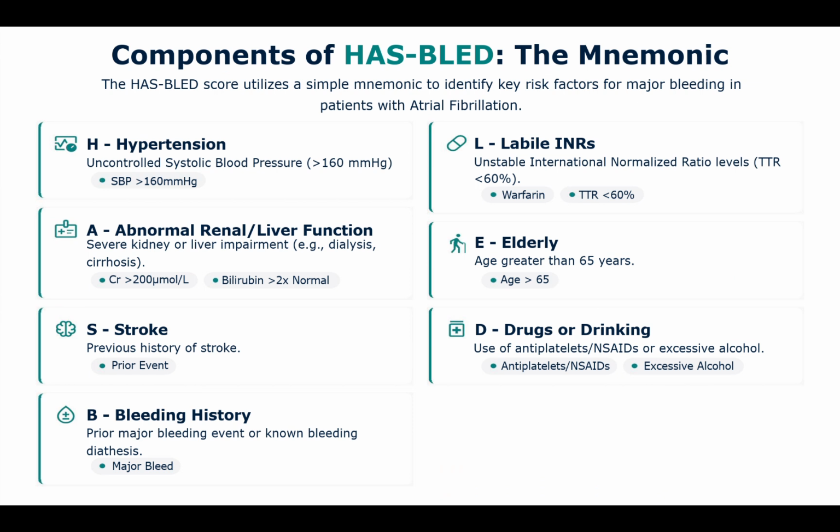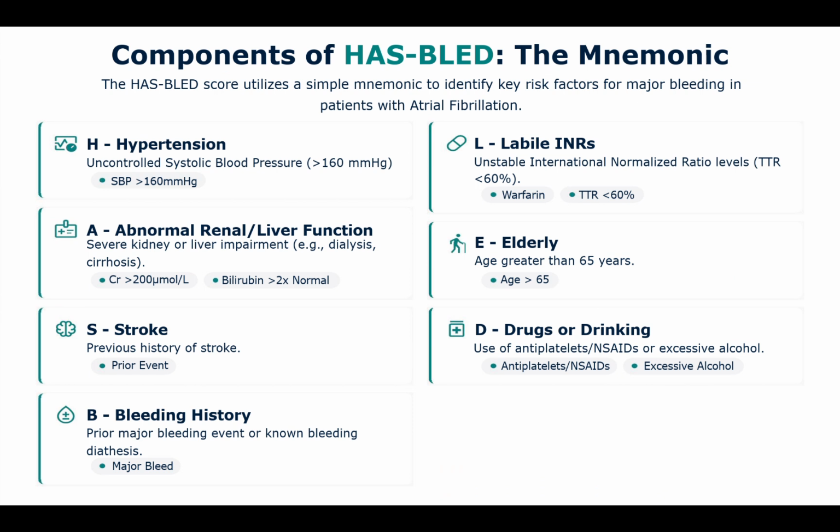The HAS-BLED score is easily remembered through its mnemonic, which stands for 9 specific risk factors. Each factor contributes 1 point to the total score. Let's break them down. H stands for hypertension, specifically uncontrolled systolic blood pressure above 160 mm Hg. A represents abnormal renal or liver function. This includes conditions like chronic dialysis, renal transplant, or a serum creatinine level over 200 micromole per liter.